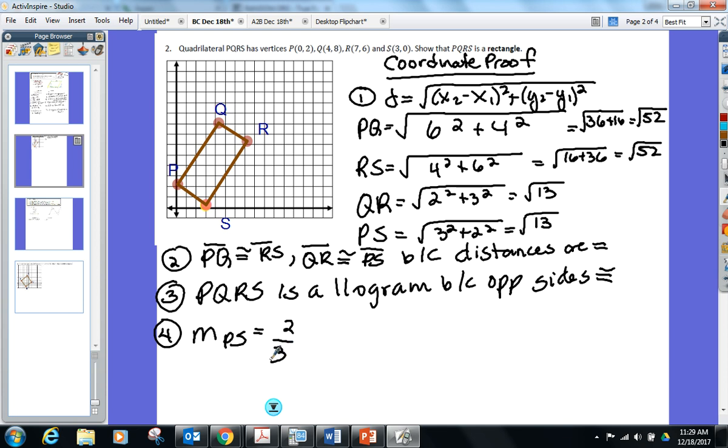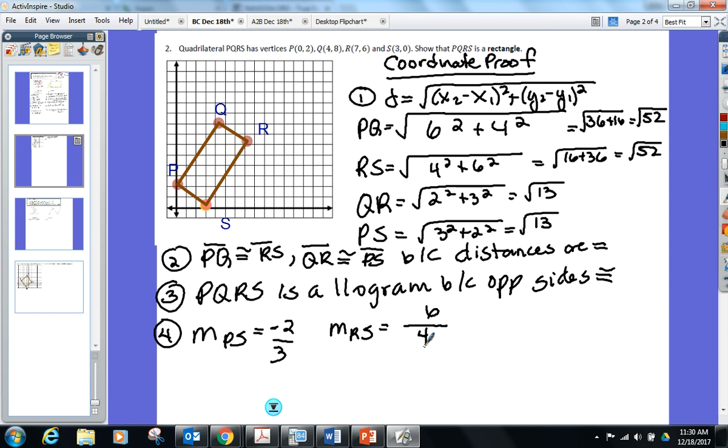Look at PS, everybody. That's a negative slope because it's going downhill. Everyone see that? PS, so that's a negative 2/3. Now compare that to RS. Up and over how many? Up 6, over 4.